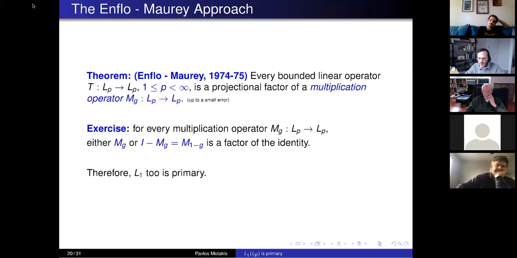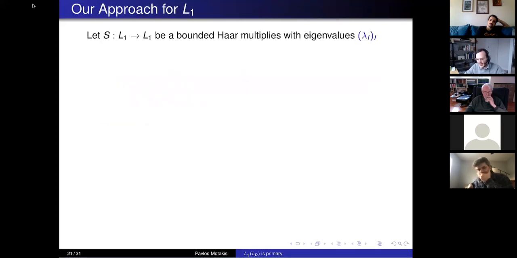So therefore L12 is primary with this argument. So what I want to talk about now is our approach in capital L1. So what we did differently in capital L1. In order to talk about our approach in capital L1, we realized that there is a better understanding nowadays of Haar multipliers in capital L1.